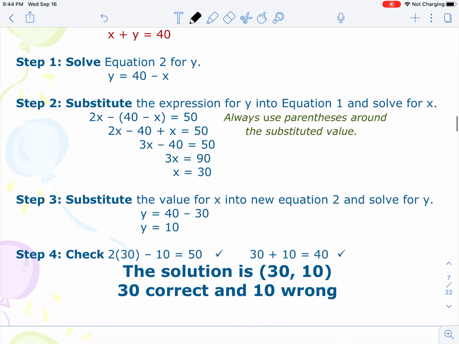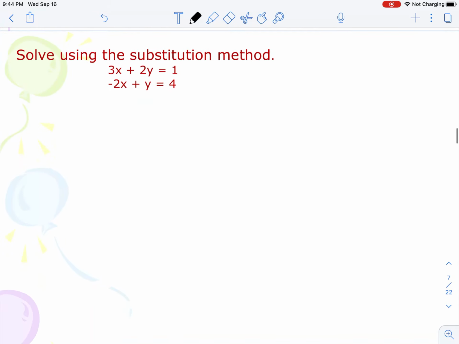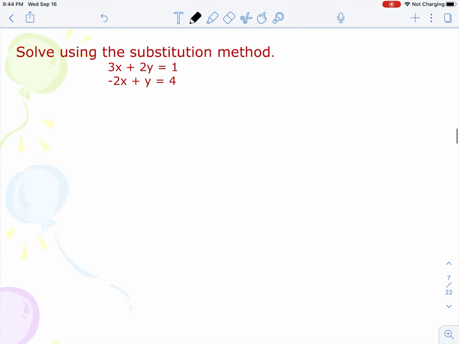And this is just, if you want to take a screenshot of that, that's how to do it kind of in a clean, organized fashion. So, I'd like you to pause and do this problem on your own.